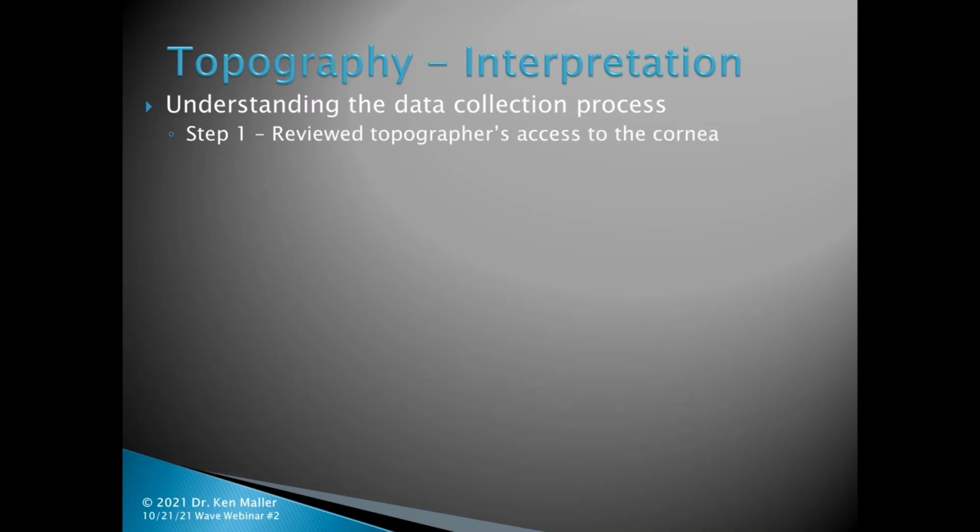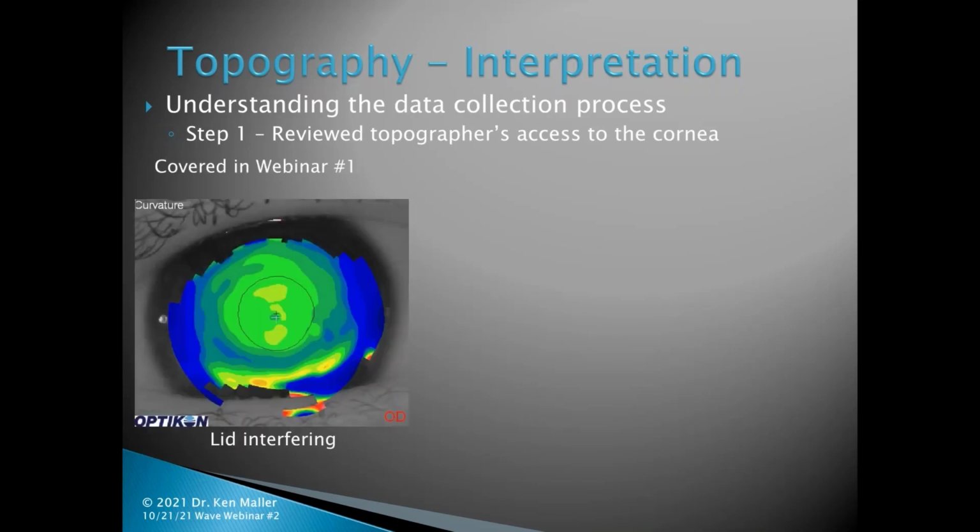All right, so let's start with step one. This is just a very quick review of what I covered in webinar one, and it has to do with the topographer's access to the cornea. If the lid's interfering, that's not giving the topographer good access to the cornea, and we've already talked a little bit about how lids can really alter data.